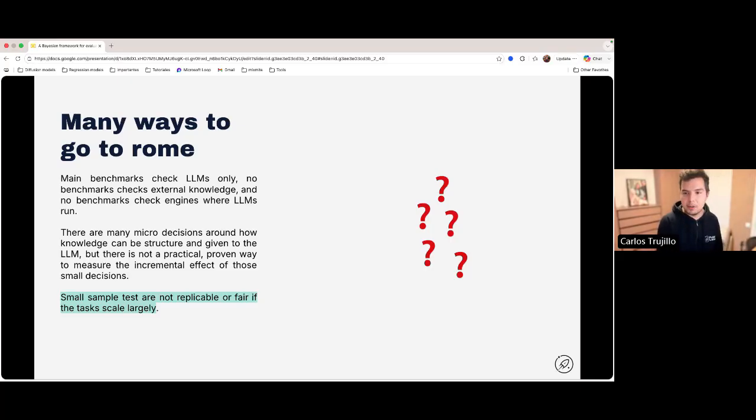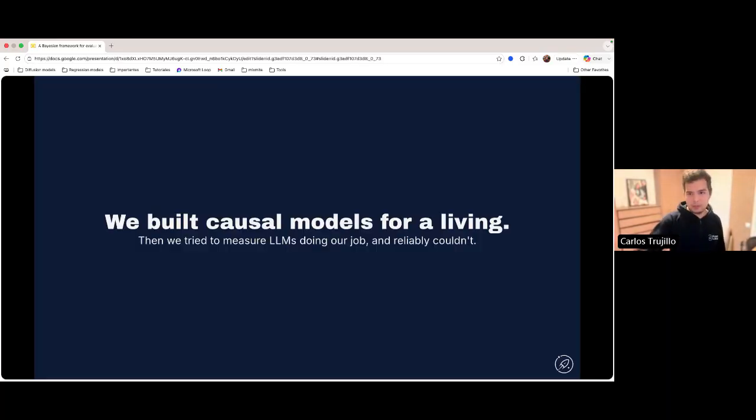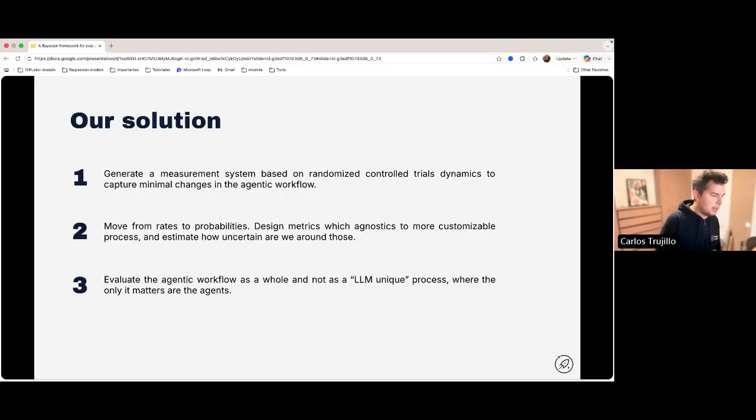And that basically boils down to this: because we build causal models for a living, as many of you in this conference do, we were not able to measure the LLMs doing our job, at least not in a reliable way. So we said, okay, let's flip the script and generate a system that is more based on how we want to measure effects. In this case, we base it on randomized sequential rate dynamics. So let's start to make this a more A/B test design type of approach.